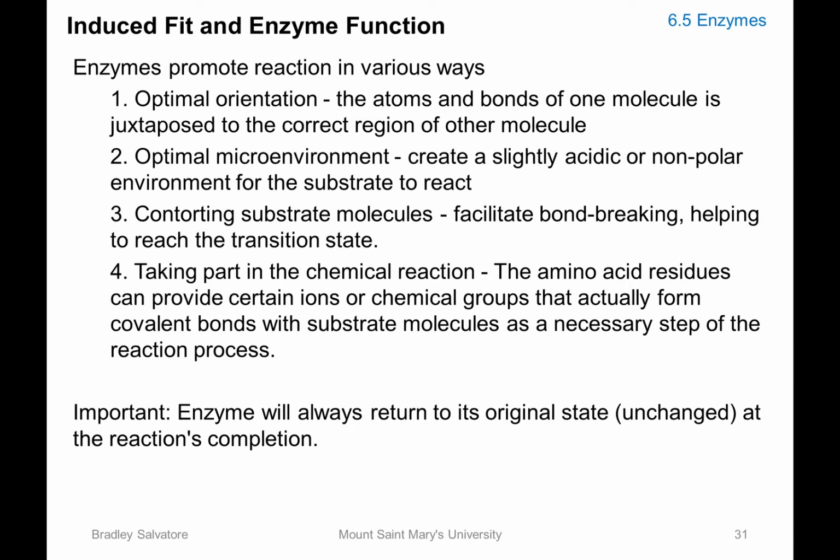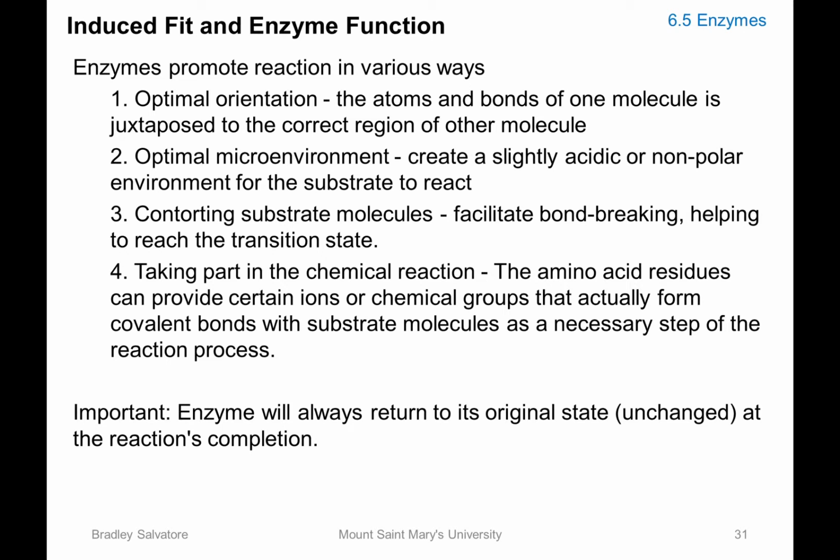The third way that enzymes can promote reactions is that they can contort or alter the substrate molecules in a way that facilitates bond breaking. They can put a strain on the bond, causing it to break more easily, or they can put them closer together, similar to orientation. The point here is they make the bonds closer to the transition state, and the transition state is the higher energy state within reactions. And once we reach that state, it will go downhill and cause the reaction to occur.